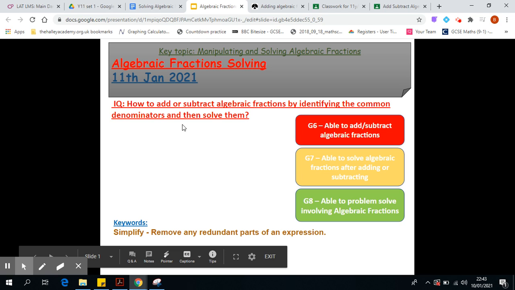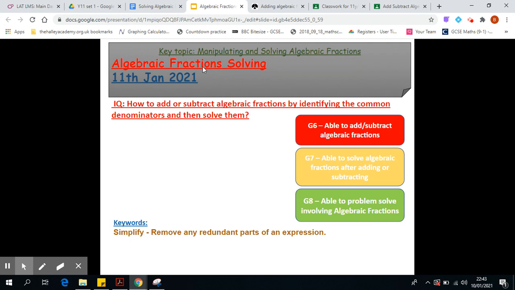Hello everyone. In this lesson, we are going to focus on solving algebraic fractions. Our inquiry question is to add or subtract algebraic fractions by identifying the common denominators and then solve them. We're particularly going to focus on how we can solve them after adding or subtracting.